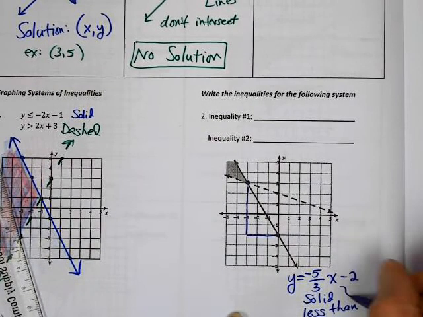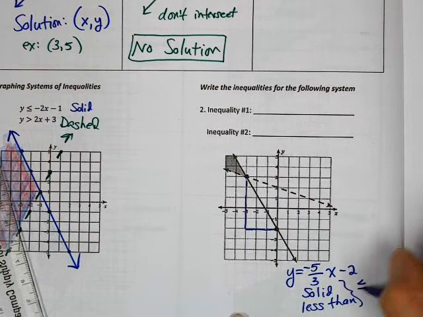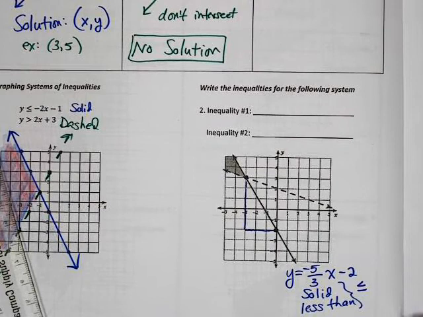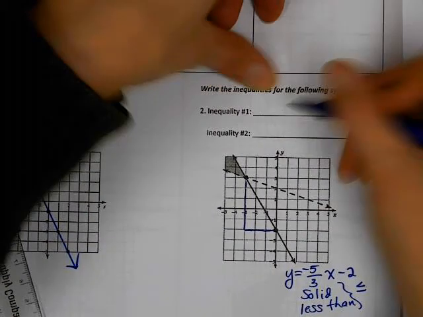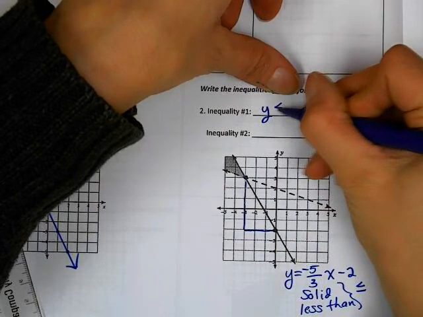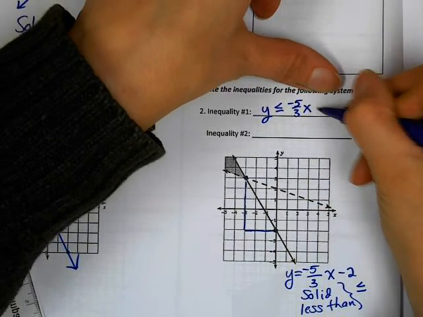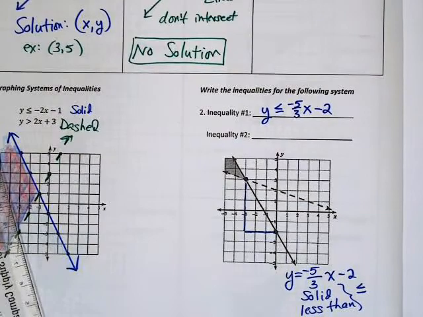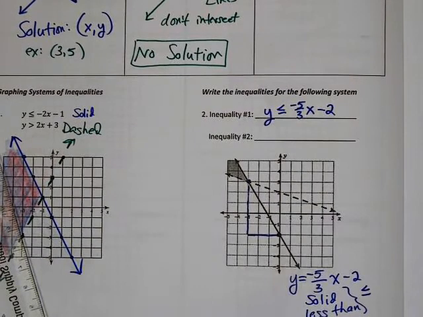So what kind of symbol should we use? We should use the less than or equal to symbol. So let's put that into the equation to make an inequality. Y is less than or equal to negative 5/3 x minus 2. We have one more line to do, and that's this dashed one.